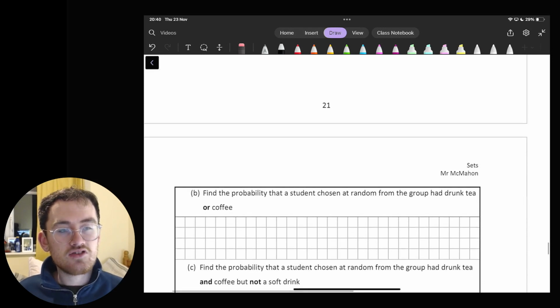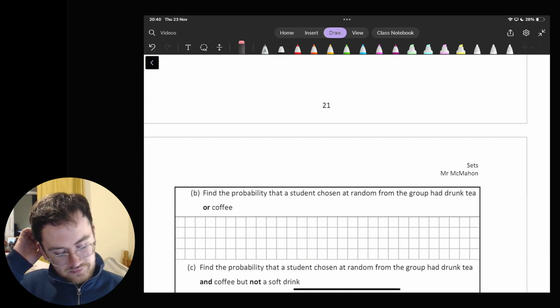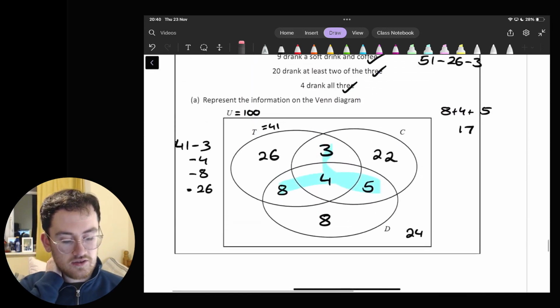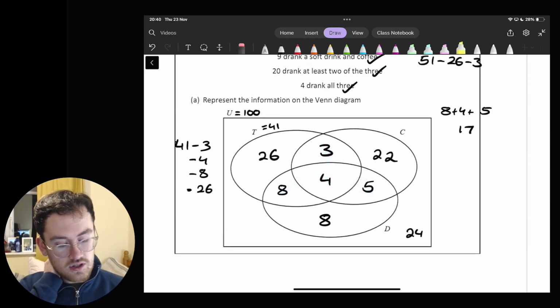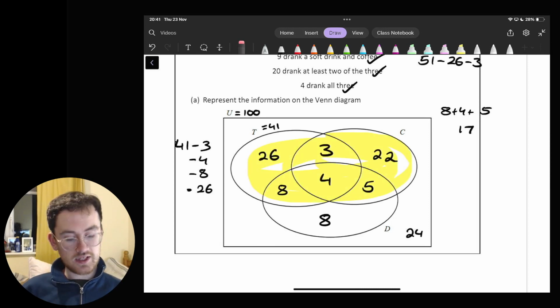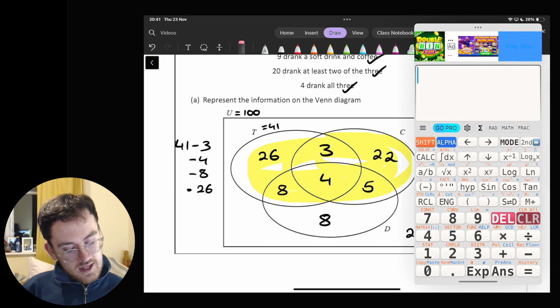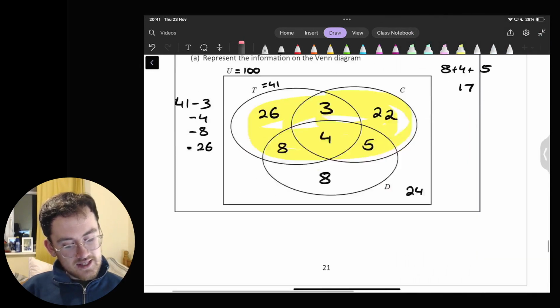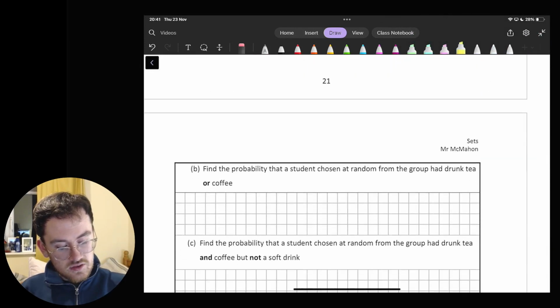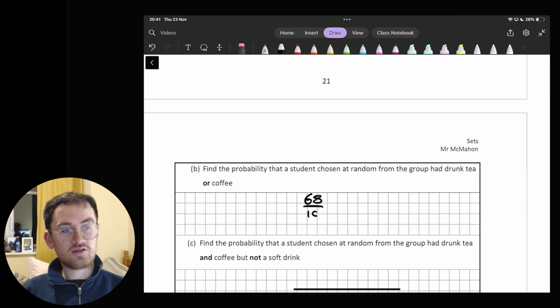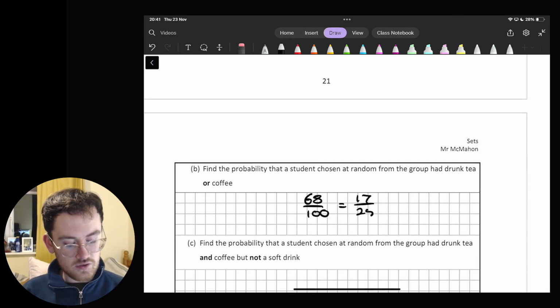The probability somebody drank tea or coffee: we were told 51 people drank tea or coffee, but that was actually tea or coffee but didn't drink a soft drink. Tea or coffee means union. They may have drank a soft drink, we don't know. So we need to add up all those parts. So 26 plus 3 plus 22 plus 8 plus 4 plus 5 gives you 68. So the probability is 68 out of the total 100, which breaks down to 17 over 25.